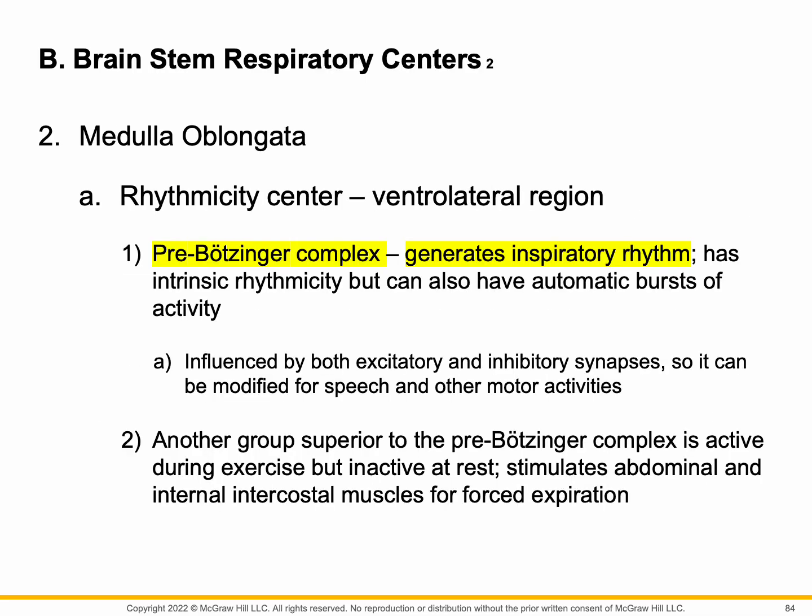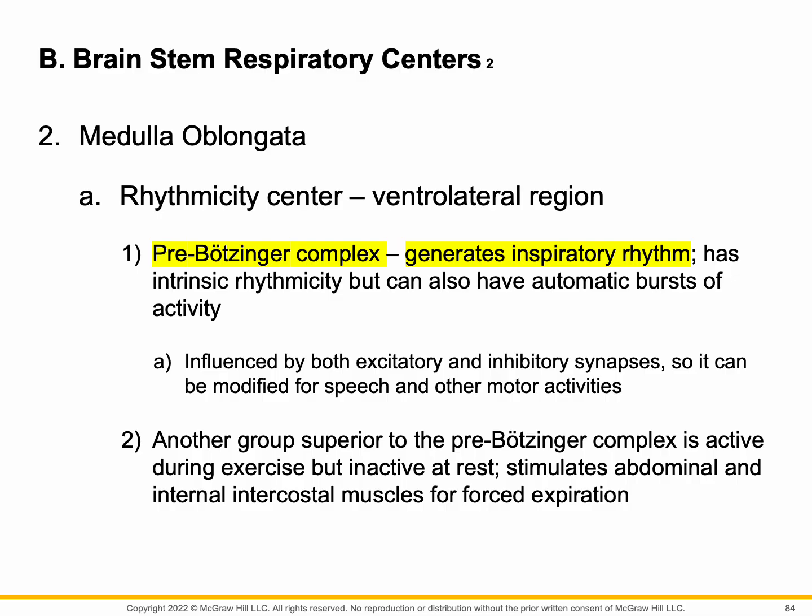So the medulla oblongata contains crucial neural centers that control the basic rhythm and pattern of breathing. It forms part of the brainstem and coordinates with the pons to ensure proper ventilation in response to the body's metabolic needs. There are 2 primary respiratory groups in the medulla oblongata.